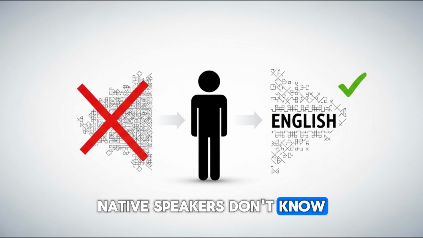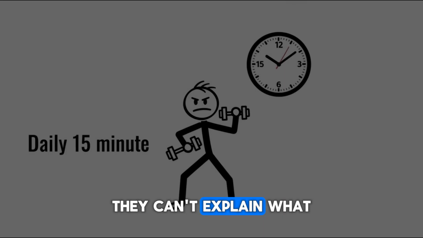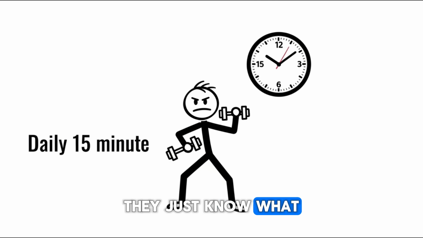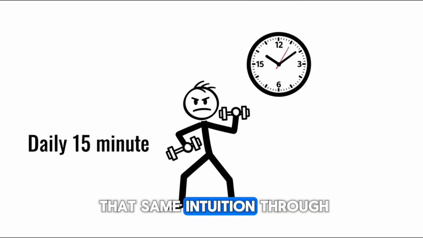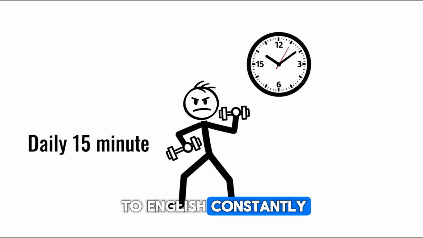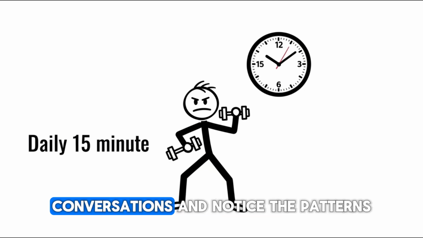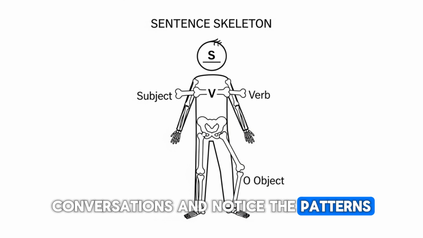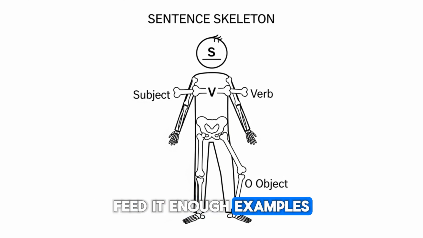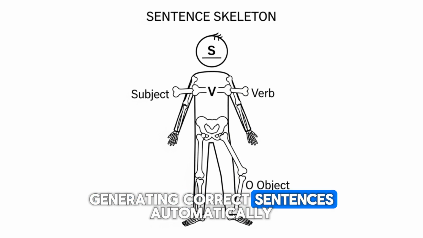Native speakers don't know grammar terminology. They can't explain what a past perfect progressive tense is. They just know what sounds right. You need to develop that same intuition through massive input and pattern recognition. Listen to English constantly: podcasts, shows, conversations, and notice the patterns. Your brain is a pattern recognition machine. Feed it enough examples, and it will start generating correct sentences automatically.